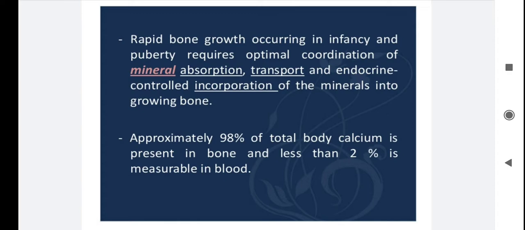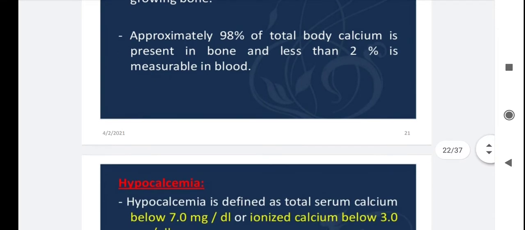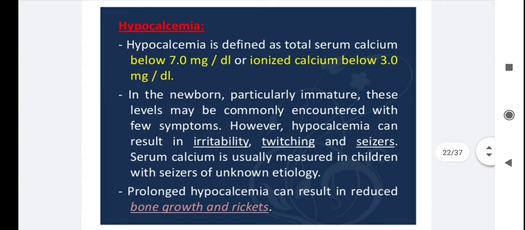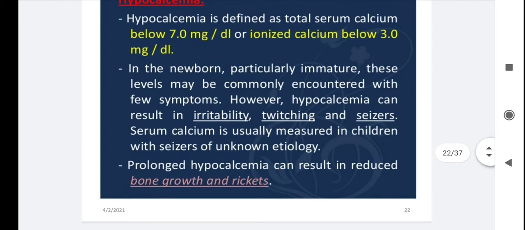Approximately 98% of total body calcium is present in bone and less than 2% is measurable in the blood. Hypocalcemia is defined as total serum calcium level below 7 mg per deciliter or ionized calcium below 3 mg per deciliter. In newborns, particularly immature ones, these levels may be commonly encountered with few symptoms like irritability, twitching, and seizure. Serum calcium is usually measured in children with seizure of unknown etiology.